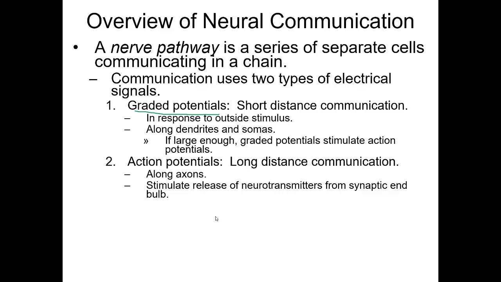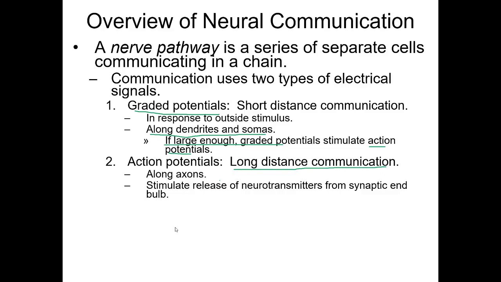Not every stimulus is going to generate a response. So a short distance stimulus is a stimulus that goes from the dendrites over the cell body to the axon hillock. Just try to imagine this. It goes along the dendrites and the somas. So short distance stimulus. If the stimulus is large enough, the graded potential can generate an action potential. An action potential is long distance communication.